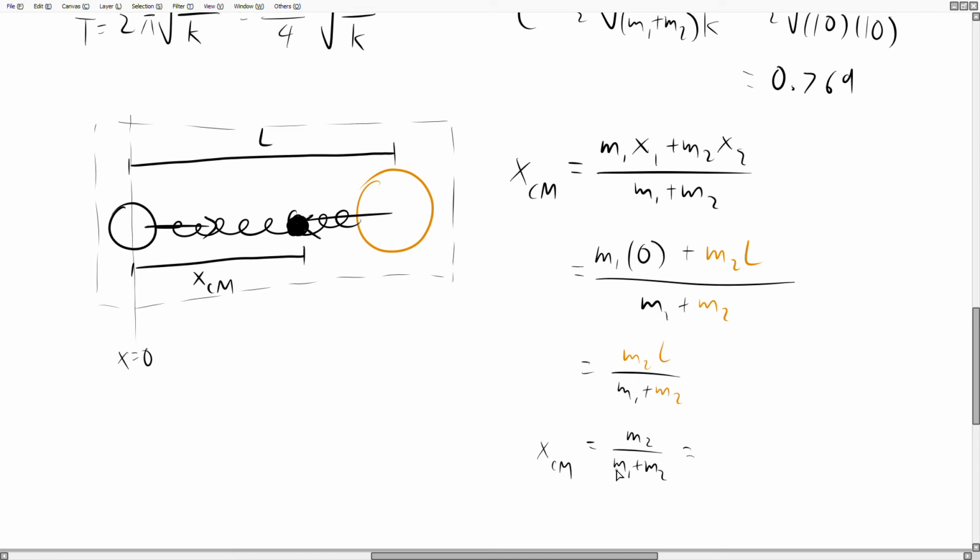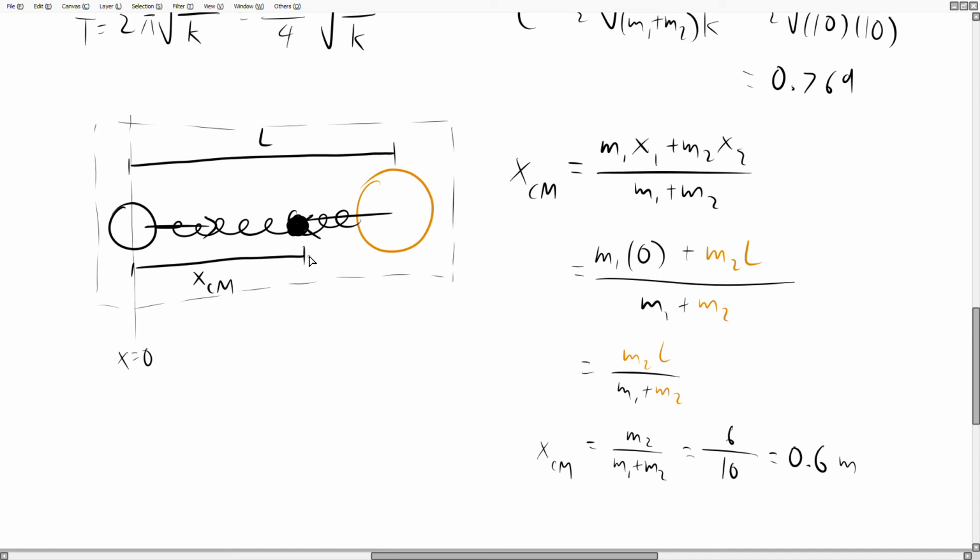Now let's just make it easier on ourselves by substituting in some actual values. M2 would be 6 kilograms. M1 plus M2 would be 10 kilograms. So that would be equal to 0.6 meters.